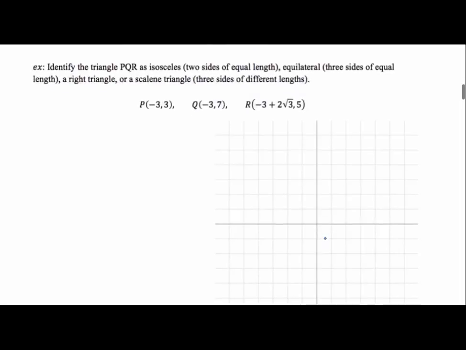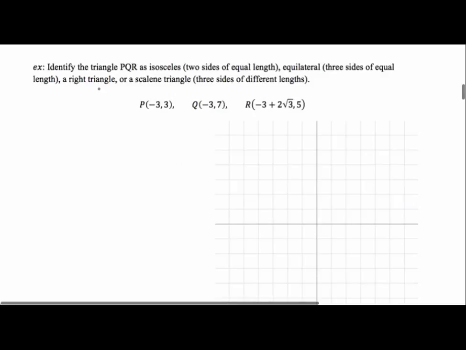Okay. We have a triangle given by these 3 points, PQR. Is it isosceles, meaning two sides of the same length, equilateral, all three sides the same, or scalene? How are you going to tell? Well, you're just guessing. I don't know. All right, how do you tell? We're going to find the distance between each of these points, okay? And then see what we get.